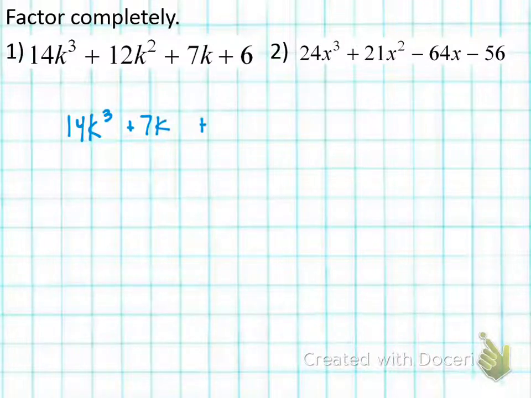Plus 12k squared plus 6. So now we've just changed the order. We didn't change the meaning at all. It's still the same expression, just in a different order. Now we're going to group them with parentheses. Watch up here. We're grouping these together and these together.